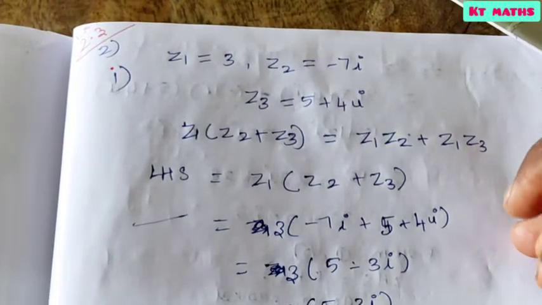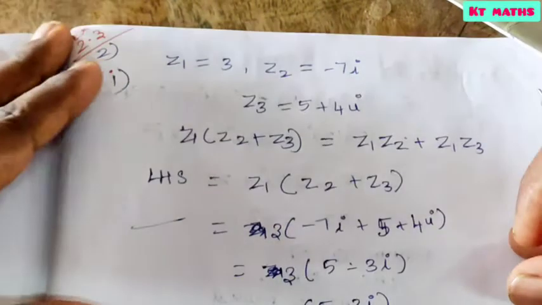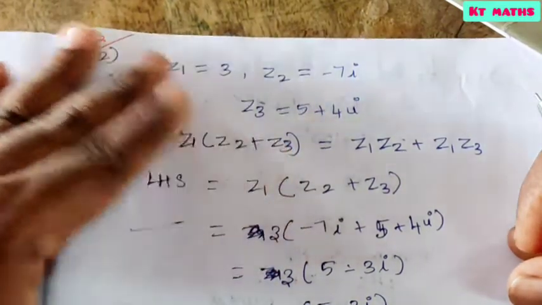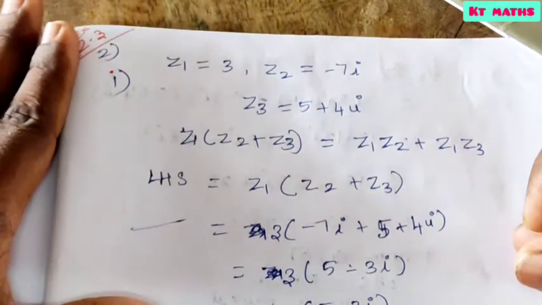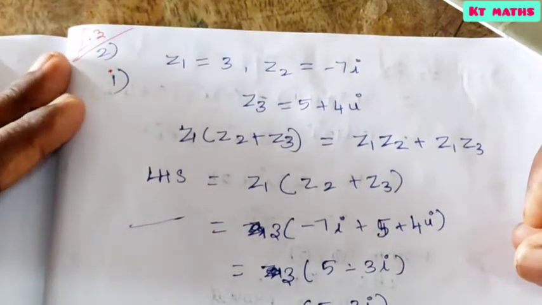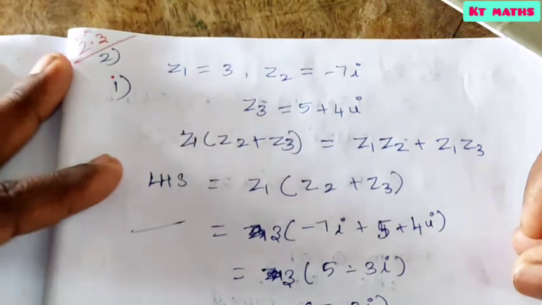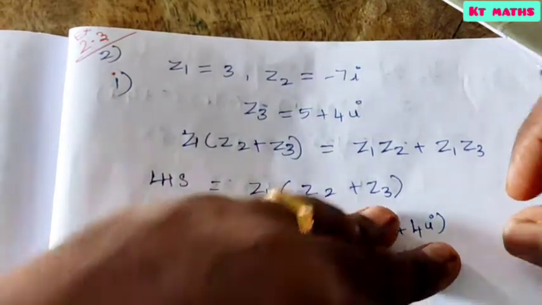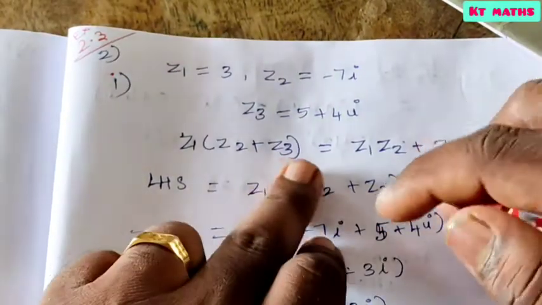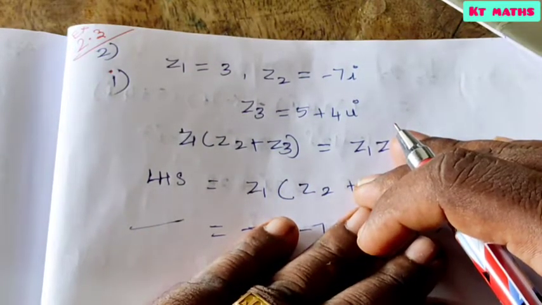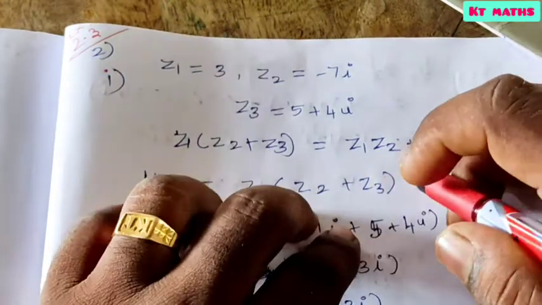Hello students, 12th standard mathematics chapter 2, complex numbers. In the last class we saw the basic algebraic properties: addition and multiplication properties, associative property, commutative property, additive inverse, identity, we saw all of them. Now we will look at the distributive property, that is, addition over multiplication and multiplication over addition.